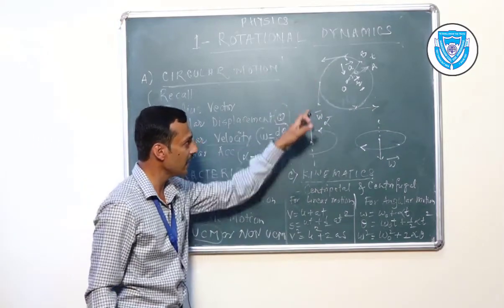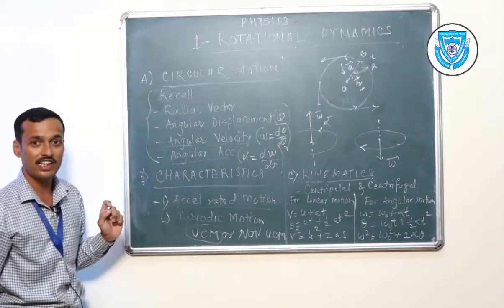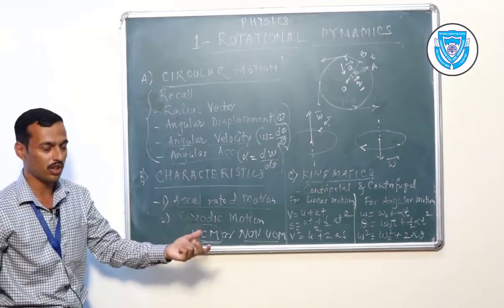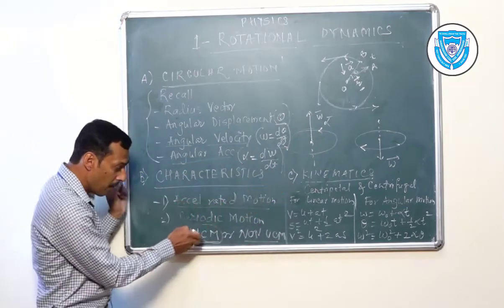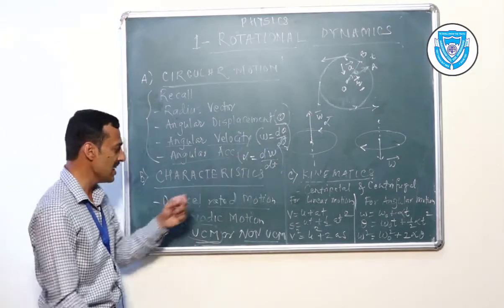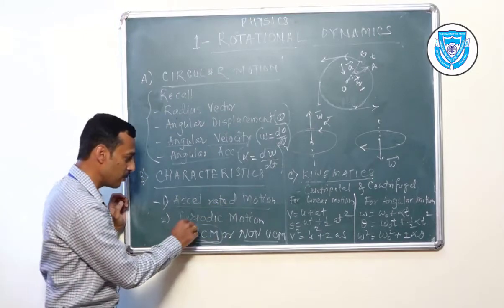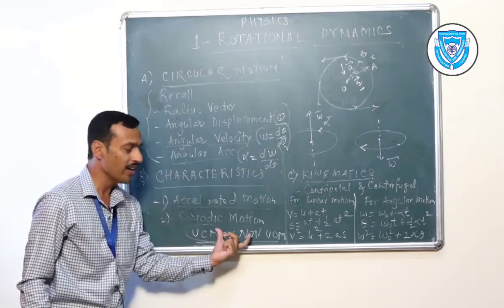So the direction of velocity changes, so we can say that it is nothing but accelerated motion, whether the motion is uniform circular motion or non-uniform circular motion. In non-uniform circular motion, magnitude as well as direction changes, but in uniform circular motion, magnitude remains the same but the direction changes, so we say that circular motion is accelerated motion. The next one, it is periodic motion. What is periodic motion?